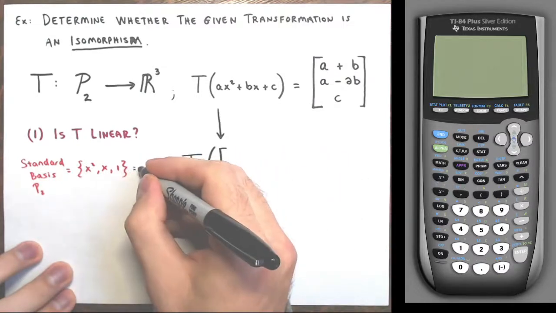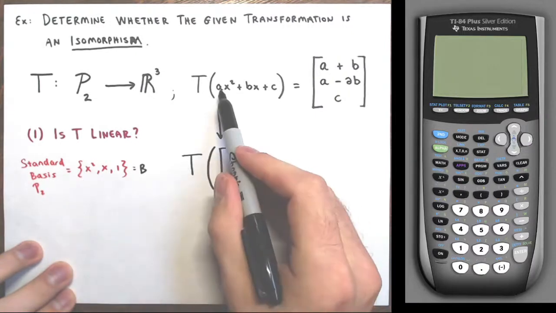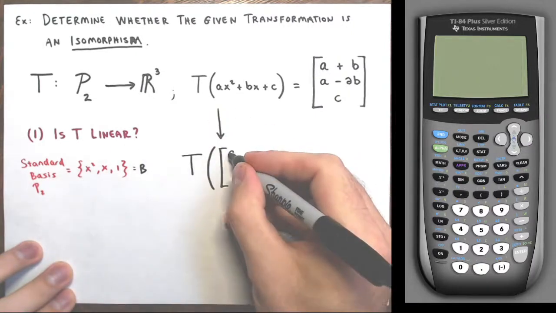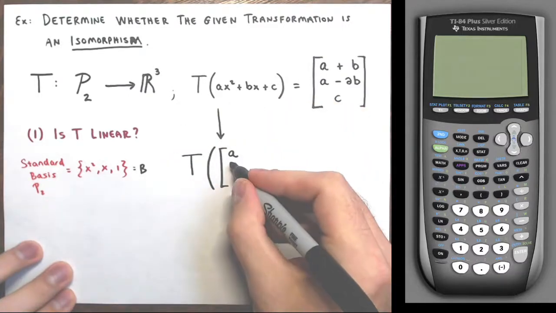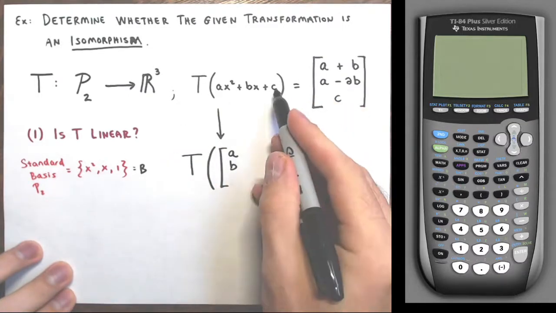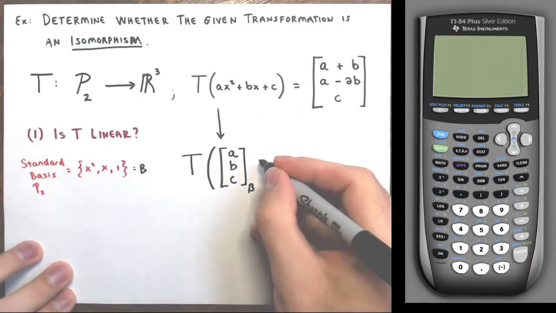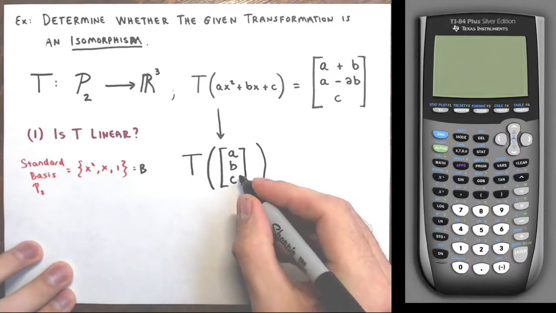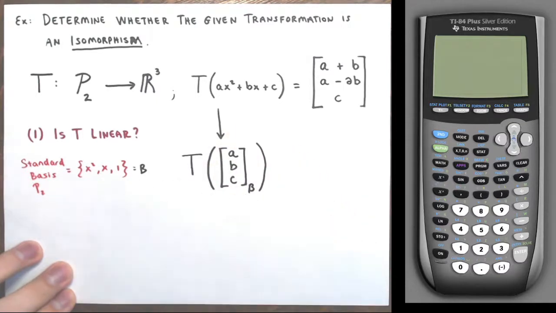So let's call this basis B, by the way. B is this x squared, x, and 1. We say I have A times x squared, so A is the first component. B times the second basis vector is the second component. C times 1. So these are the coordinates of this vector from R2 relative to the standard basis for R2.